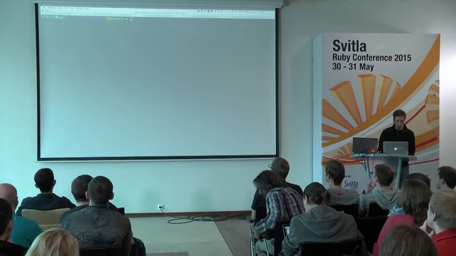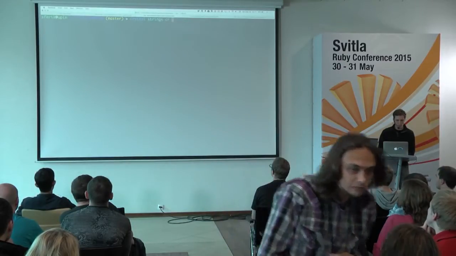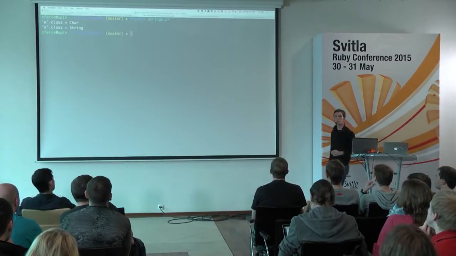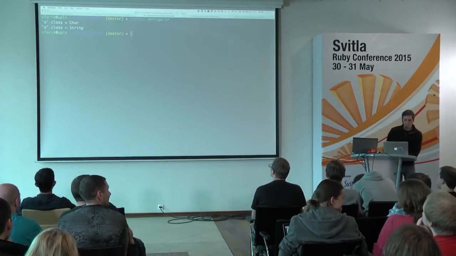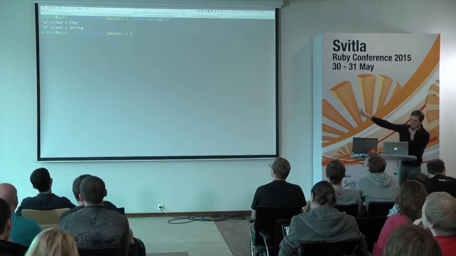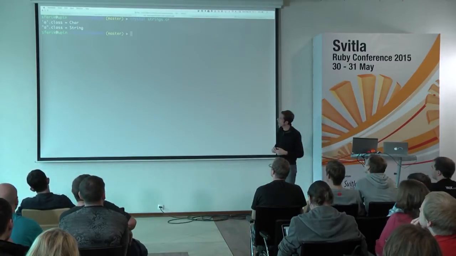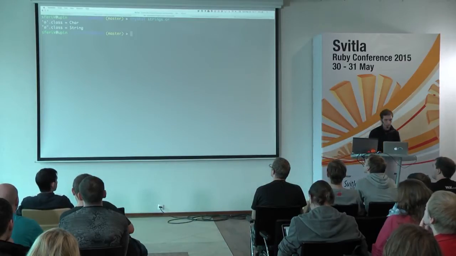So if I run this program, I'm not going to build it first, I'm just going to run it. This is called strings.cr. Sorry, what was that? Question? No. Okay. So if you run it, you see the class of the single quoted A is a character. The class of the double quoted A is a string.